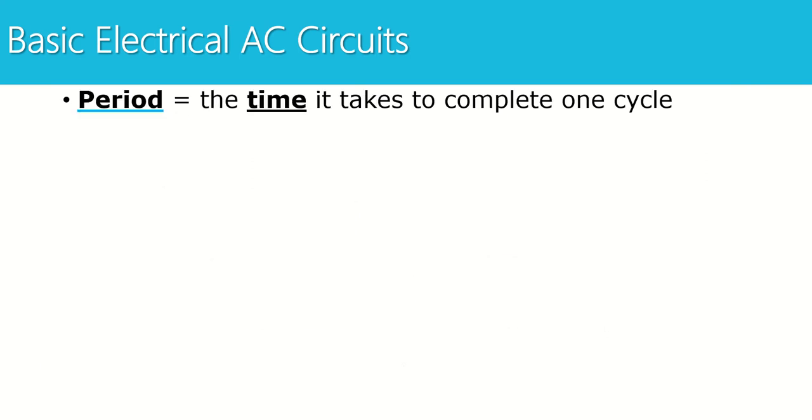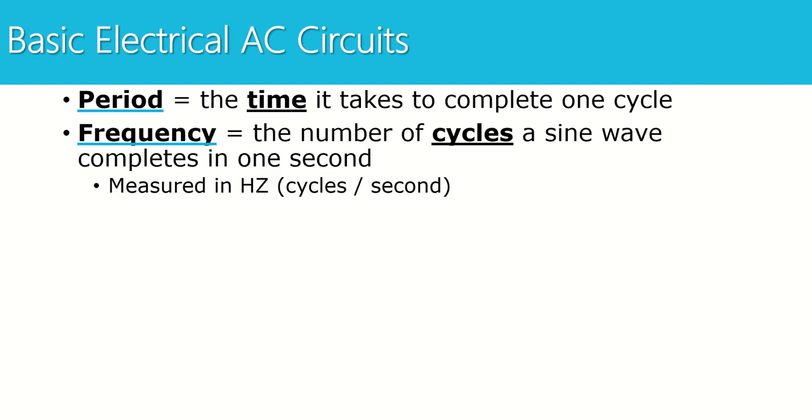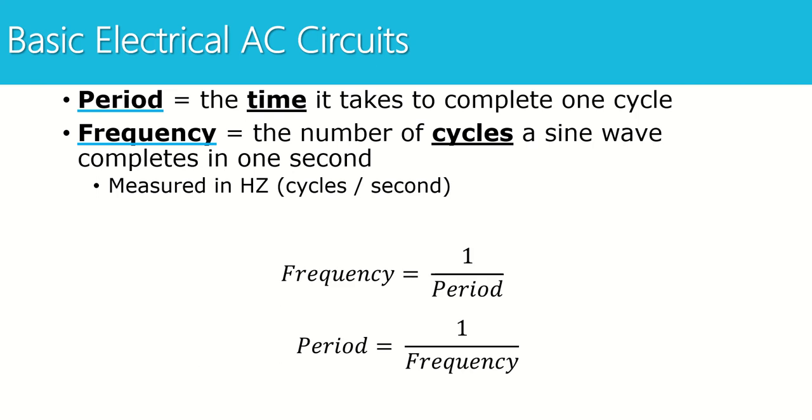So, as we discussed, period is the time it takes to complete one cycle. The other characteristic we have with the sine wave is called frequency. Frequency is the number of cycles a sine wave completes in 1 second. So frequency is a rate, cycles per second. It is measured in hertz, Hz for short. Frequency and period are reciprocal relationships of one another. So if you know one, you can find the other. Frequency is 1 divided by period, or period is 1 divided by frequency.